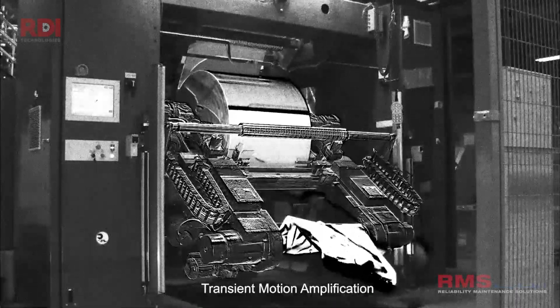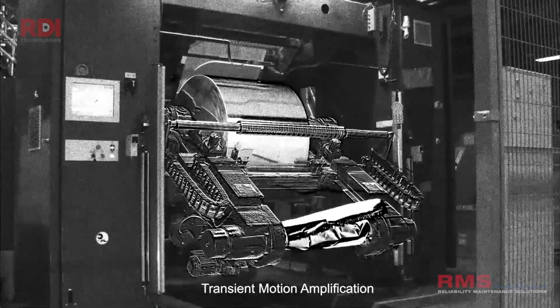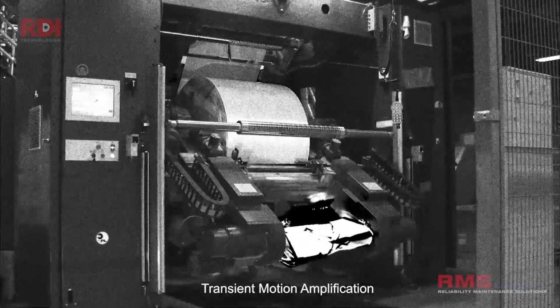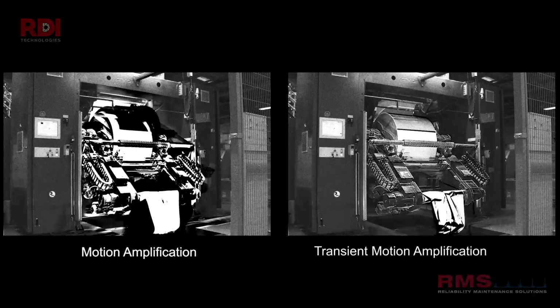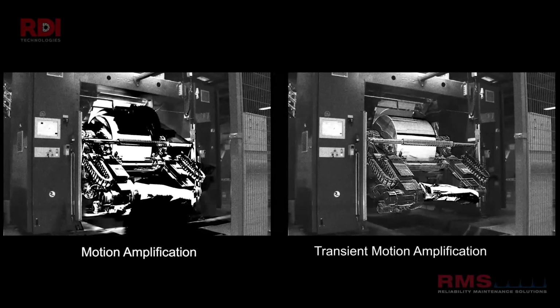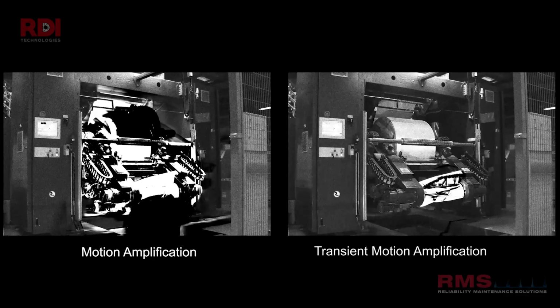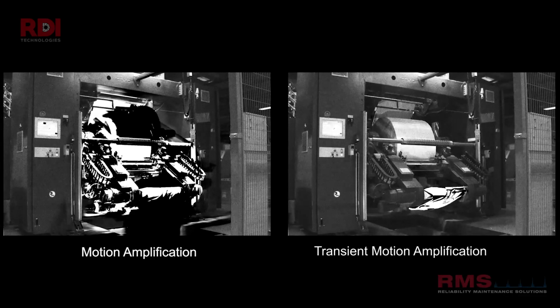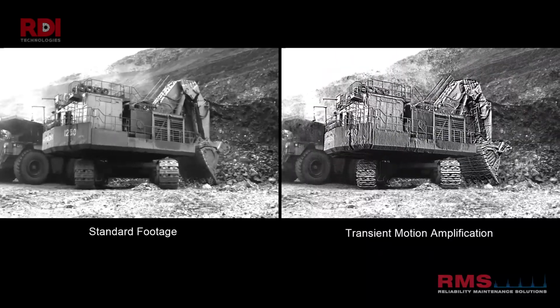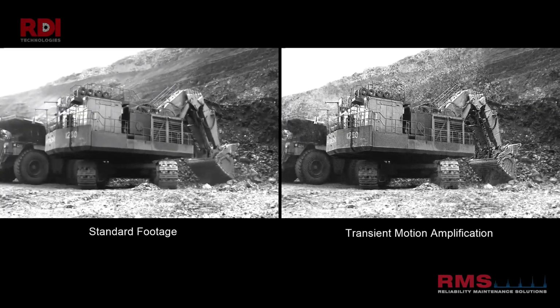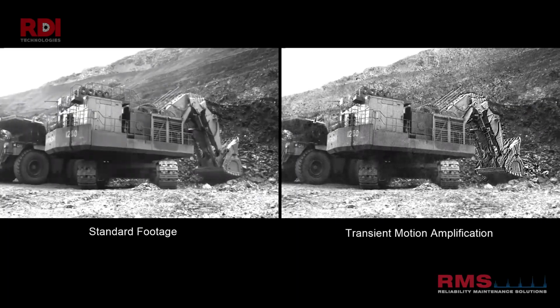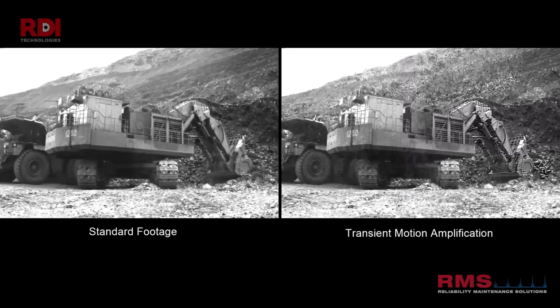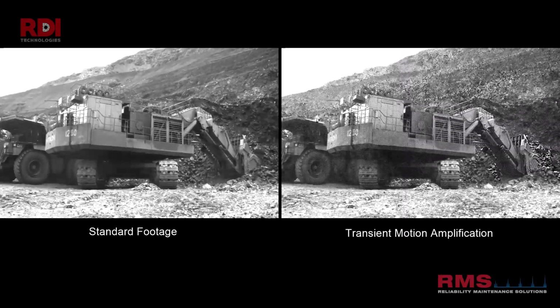So another transient capability is we can actually do moving objects with large motions now. You can see this rocking there. Before, this wasn't possible with the standard motion amplification. You can see on the left that it's sort of ghosted, and on the right it's worked really well. You can see it again on this digger. We can actually see the vibration motion whilst it's doing large movements.